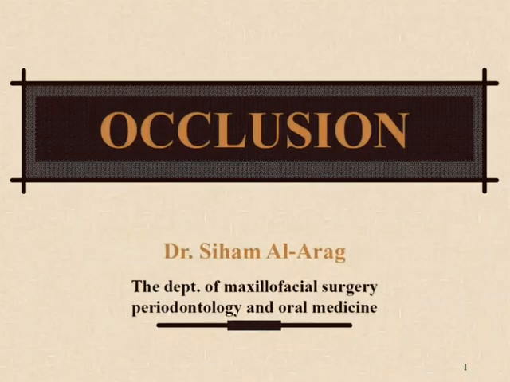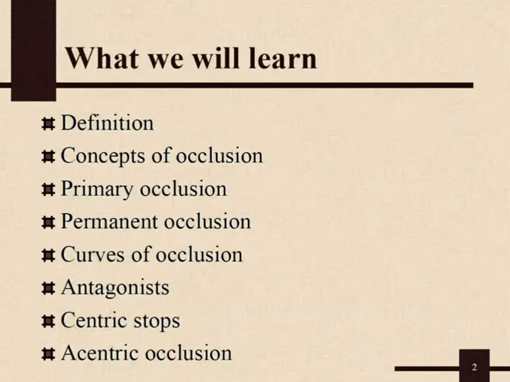In this lecture we will learn the definition of occlusion. What does it mean? It will be an introduction for your next courses, to define what occlusion is, the concepts of occlusion, and all the terms that are related to occlusion. We will cover occlusion of the primary dentition, occlusion of the permanent dentition, and then rapidly the curves of occlusion. What do we mean by antagonists, centric stops, and acentric occlusion?